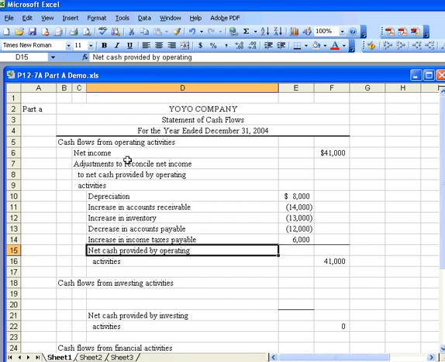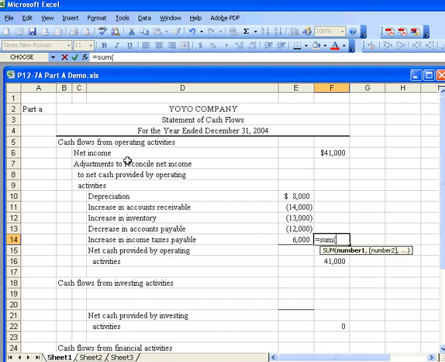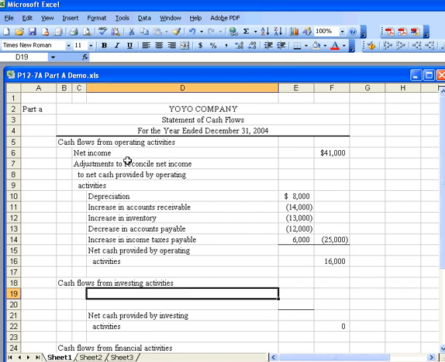Okay, that gives us our total net cash. I'm going to just create a sum here to come up with all of our adjustments to reconcile net income to net cash. And as a result, we've now come up with the amount for net cash provided by operating activities. Now let's take a look at some of the other items we need to consider.